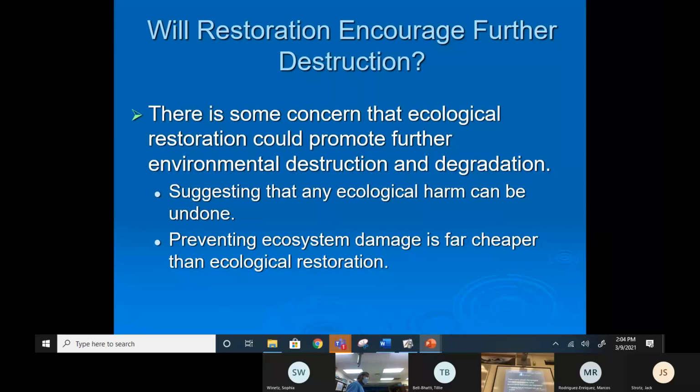Well, if we're able to fix things, then might we just keep damaging more things because we know we can fix them? So remember, preventing the damage in the first place is cheaper and more effective than trying to fix it after the fact.